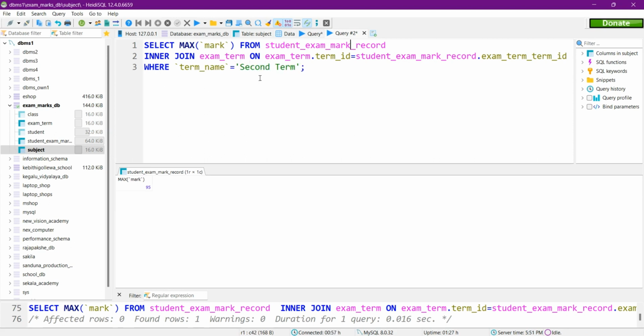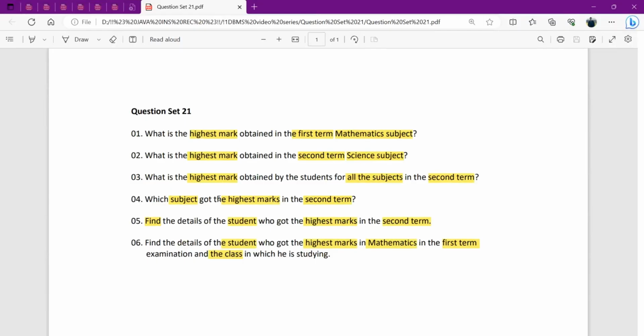So this is the query for the third question. So if we execute this, we need to get the answer. So you can see here we got 98.5 as the answer. So this is the highest marks in the second term of all the subjects. Let's see the fourth question. Which subject got the highest marks in the second term?